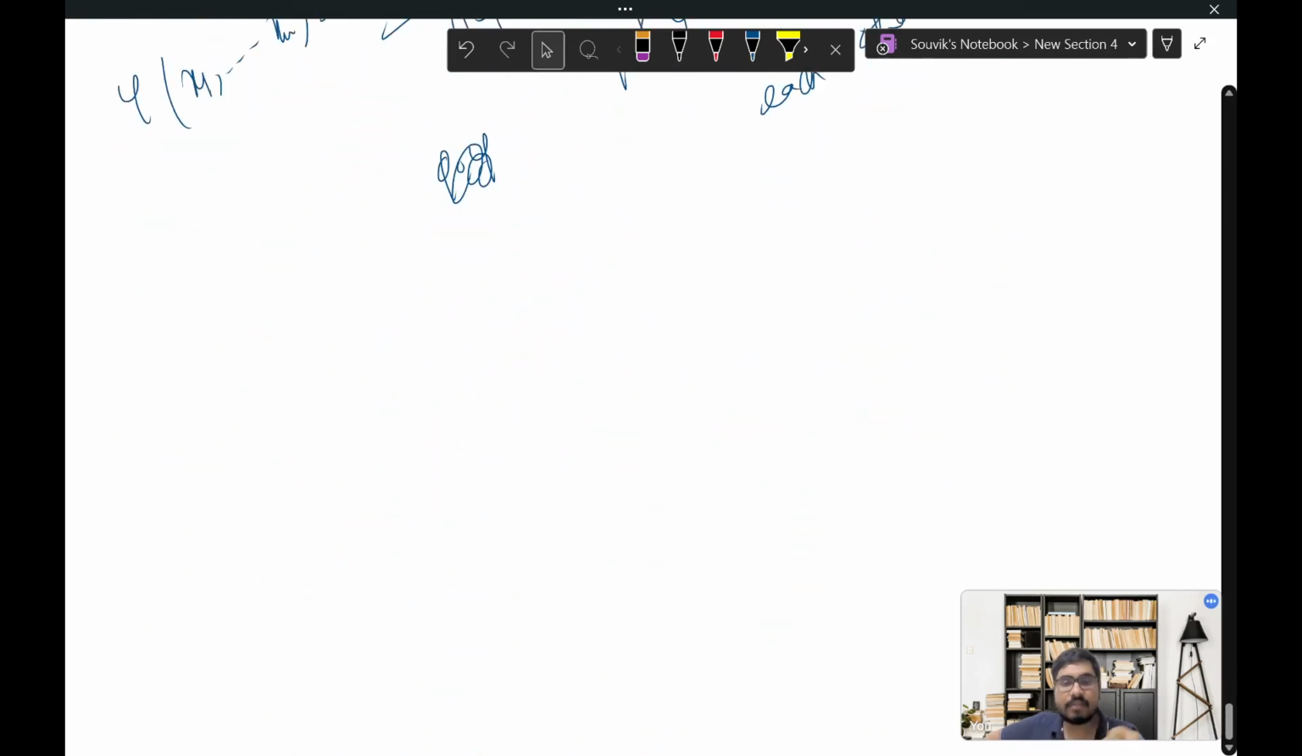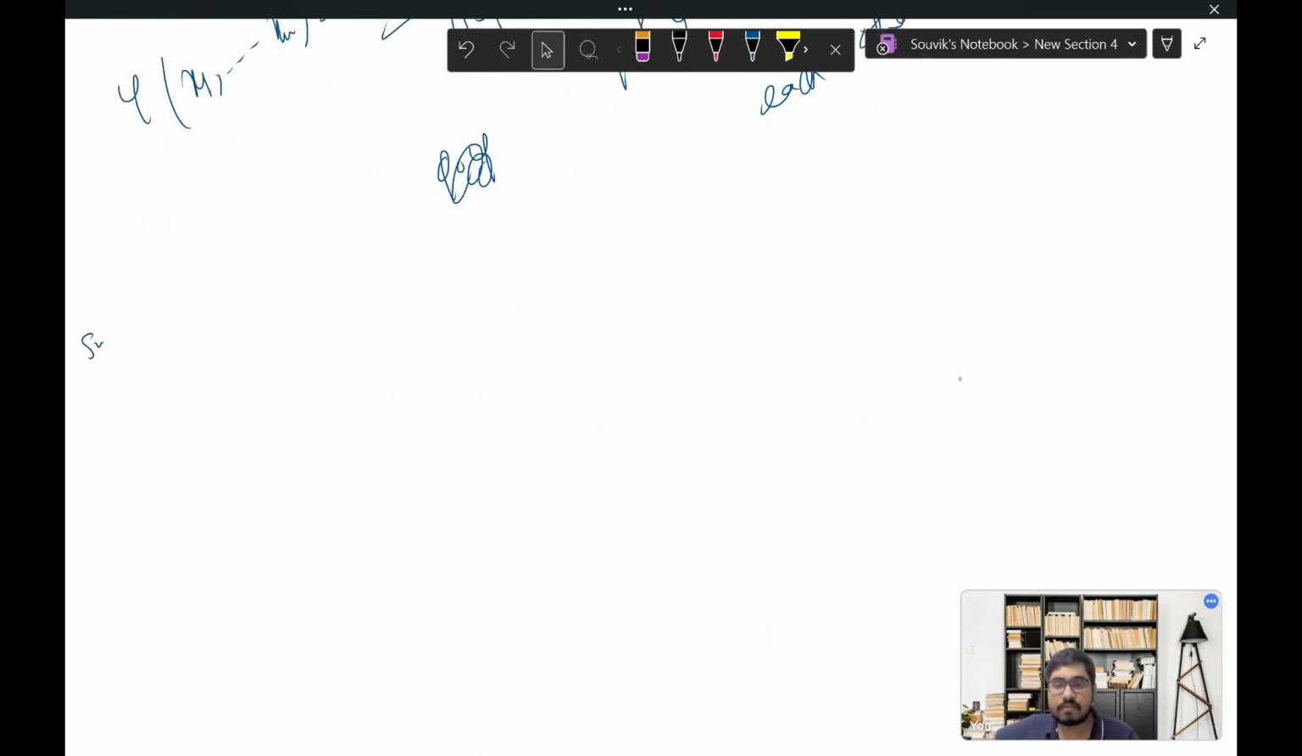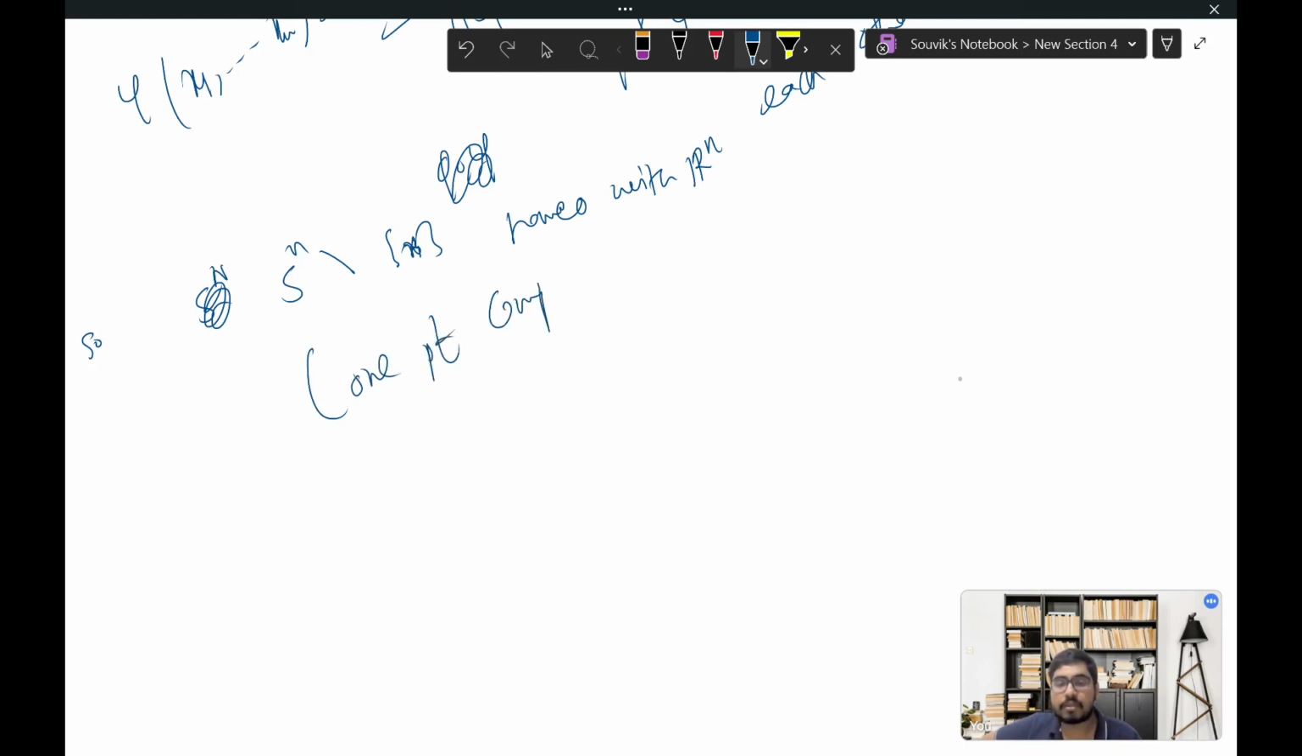So this thing tells us that Sn minus a point is homeomorphic with Rn. And in topology, there is one notion which is a generalization of it, known as the one-point compactification.